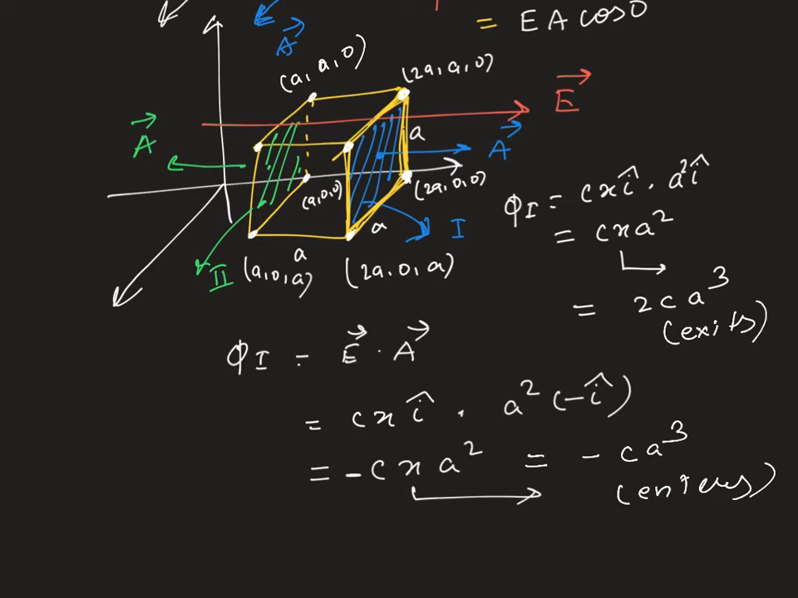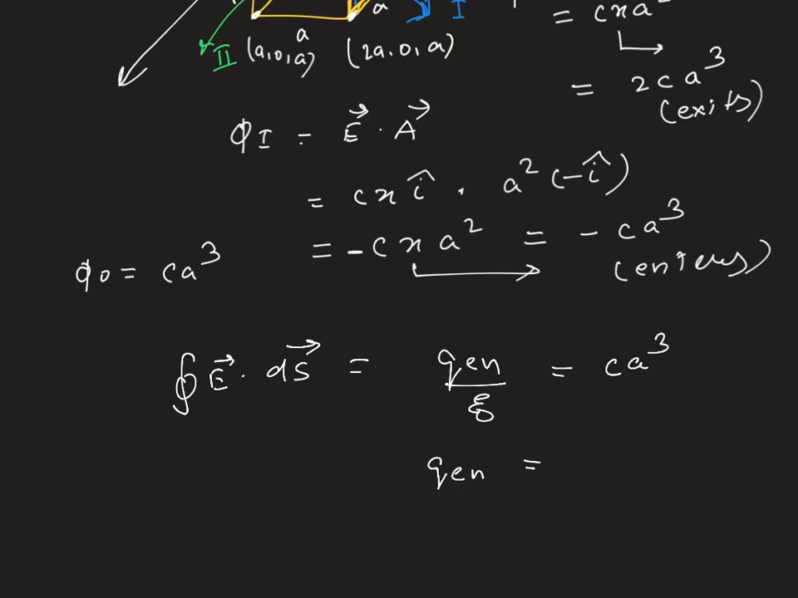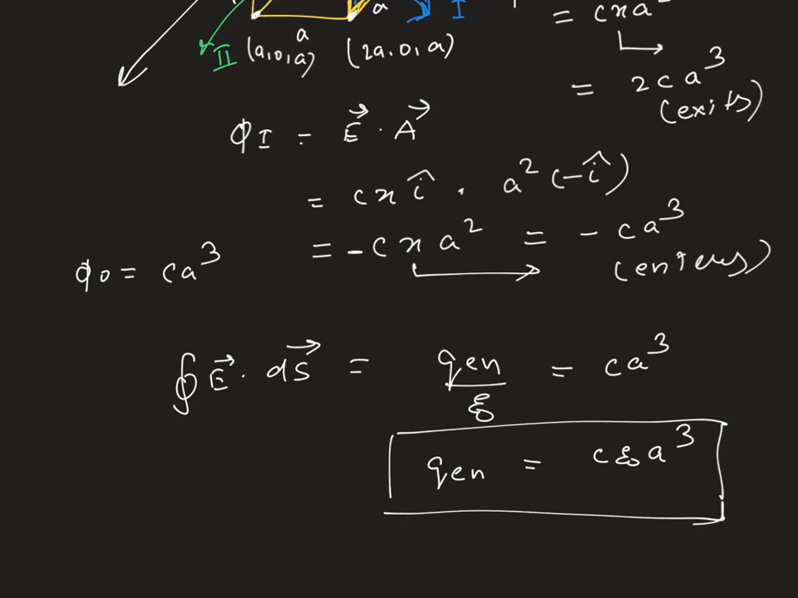So what will be the total flux? Phi naught. The total flux will be the sum, and that will be equal to C into A cube. And if you do remember Gauss's theorem, the total flux, closed integral of E dot dS, was equal to Q enclosed by epsilon naught. So if we have the total flux, that is Ca cube, we will have Q enclosed equal to C epsilon naught into A cube, and that is the charge that is enclosed within the cube.